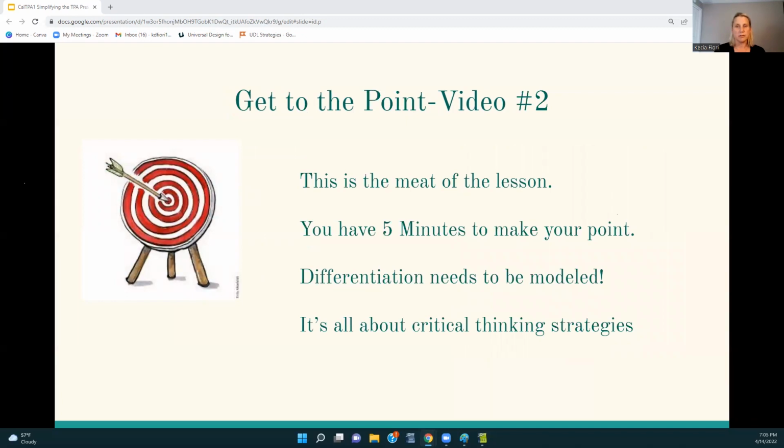Video 2. You've got 5 minutes to model for them in the video differentiation and higher level thinking, right? So your lesson might be longer, but when you're doing your lesson plan, you're going to want to think about how do I put that really good together?